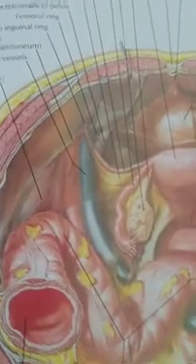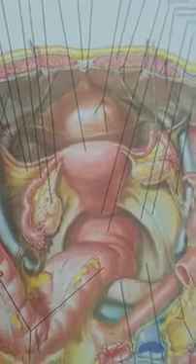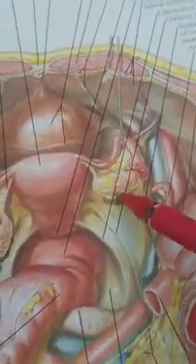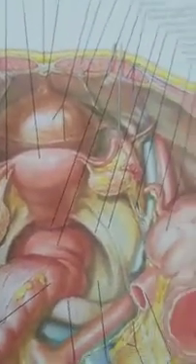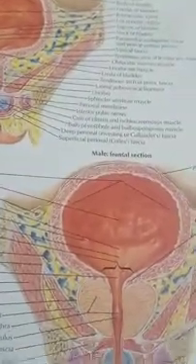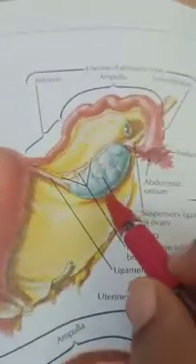Next comes the parts of the ovary, the external features of the ovary. We can see the surface of the ovary. This is our ovary. I'm showing another diagram. So see this one, the external features of the ovary.